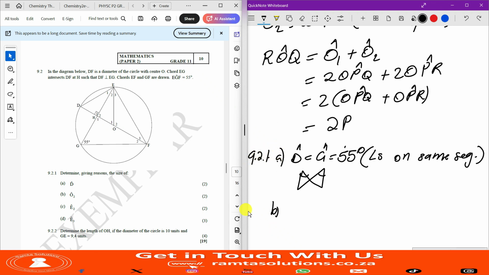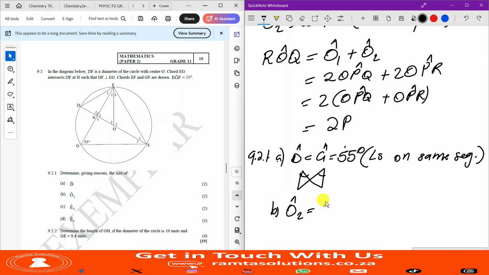This was 9.2.1a. Now B says find the value of angle O2. So the value of angle O2, we have angle G given as 55. You can see that O2 is basically the angle that we proved in 9.1. We can use the theorem that we proved in 9.1. That theorem basically says angle at center is twice the angle at circumference. So in other words, we can therefore say angle O2 is equal to 55 times 2.